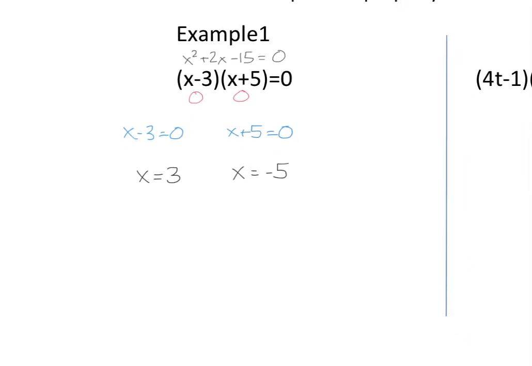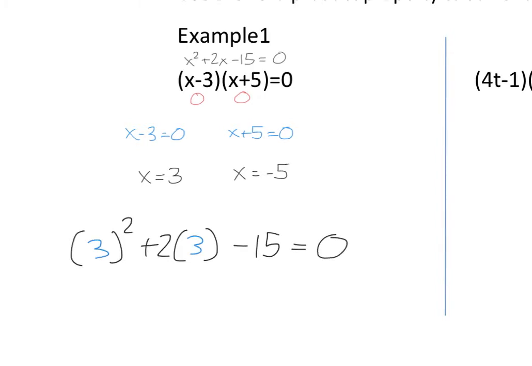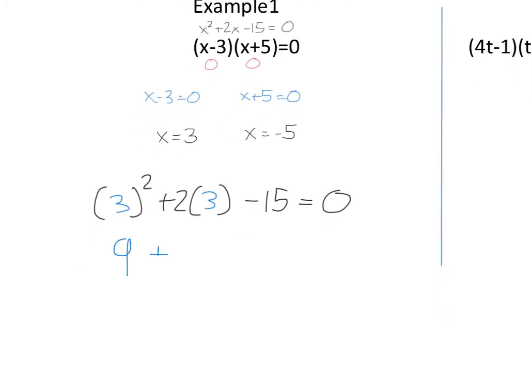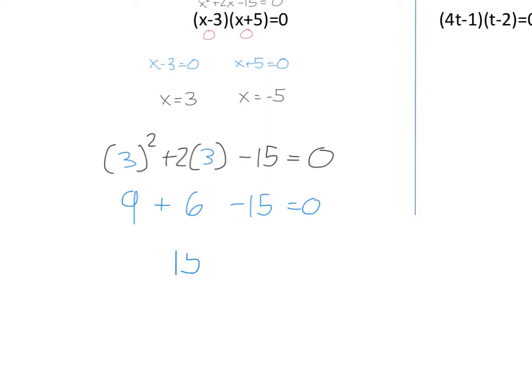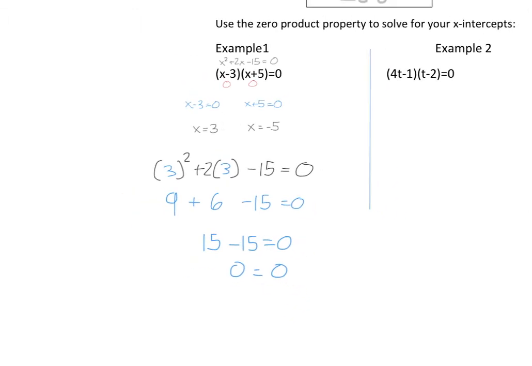If you wanted to check this, you could go back to the original equation and substitute in either one of these. I'll choose the 3. 3 squared is 9. 2 times 3 is 6. 9 plus 6 is 15. 15 minus 15 gives us our 0. So it checks out. And you would get the same type of phenomenon to occur if you checked it with -5.